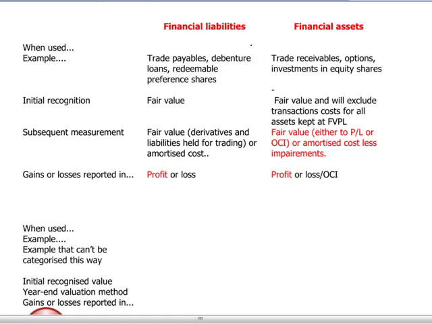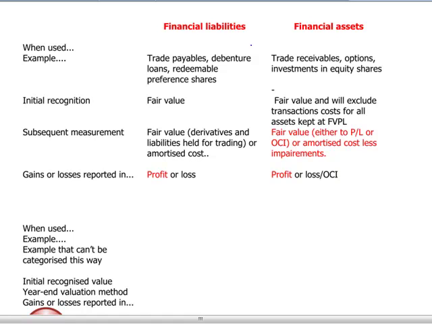Firstly, let's talk about classifications of financial instruments. A financial instrument is just a contract. Based on this contract, one party will have an asset and the other entity will have a liability. Dealing with financial liabilities, examples would be trade payables, debentures, loans, redeemable preference shares, and those will initially be recognized at fair value, and subsequent measurement will be either fair value, especially for derivatives and liabilities held for trading, or amortized cost. Gains and losses will be reported to profit and loss.